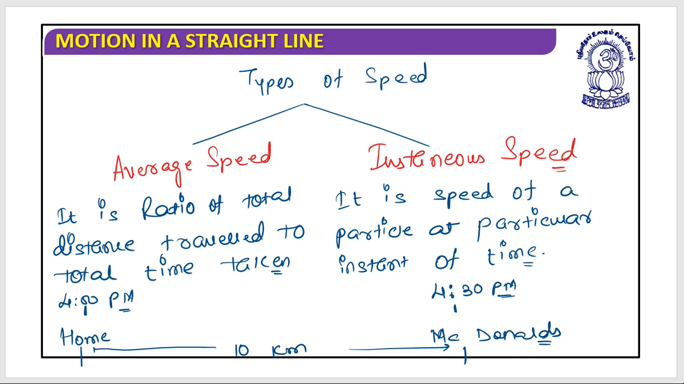So if you look at this, you have traveled 10 kilometers, and to travel this 10 kilometers you have taken half an hour, leaving at 4 and reaching at 4:30. So if anyone asks what is your average speed, you should write 10 kilometers as the distance and 30 minutes as the time taken. So it's 20 kilometers per hour.